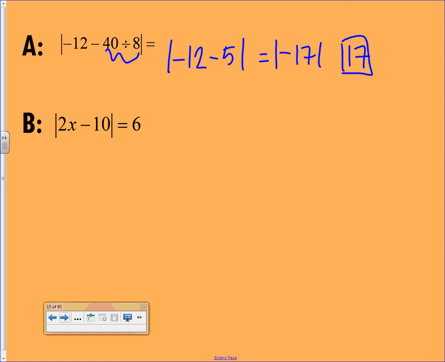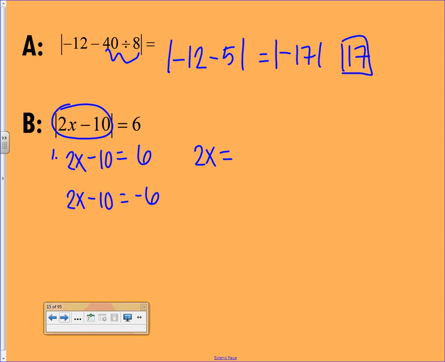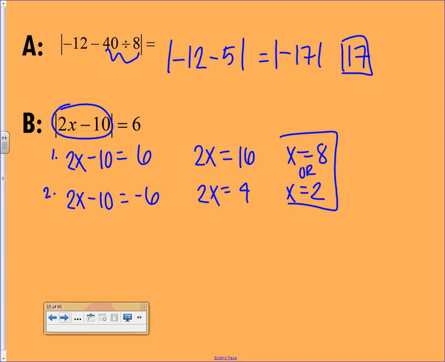Now when I'm actually solving, like example B, to drop the absolute value bars, you should remember that we have to write two equations: one to equal +6 and one to equal -6. No matter what the inside turns out to be, if it's a -6, the absolute value bars make it a +6, so I will have two answers here. If I solve my first equation, I add 10 to get 2x equals 16. Divide by 2, and I get x equals 8. If I solve my second equation, same step. This time when I add 10 to a -6, I get 4, so x equals 2. So my answer is x equals 8 or 2.